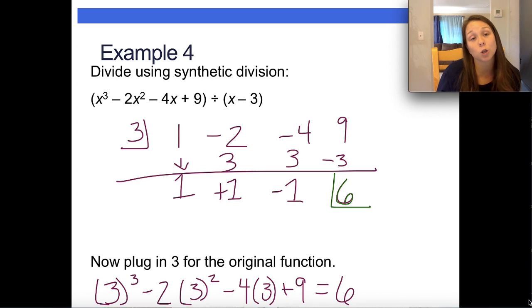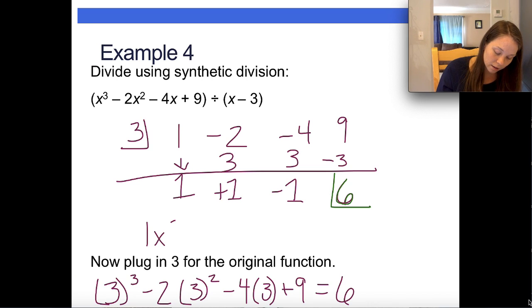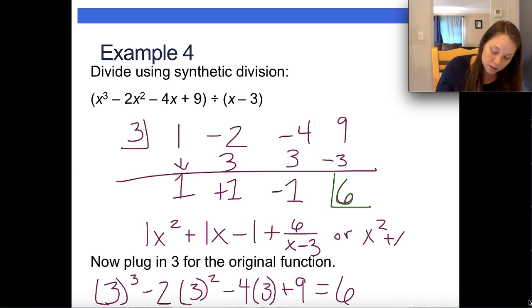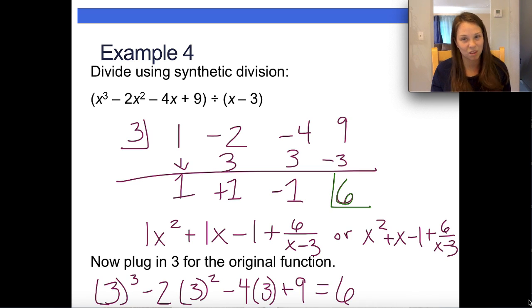The original degree was a 3. Reducing that by 1 means I'm going to end up with a 1x squared plus 1x minus 1 plus the remainder of 6 over x minus 3. And if you wanted to write this as x squared plus x minus 1 plus the 6 over x minus 3, that means the exact same thing.